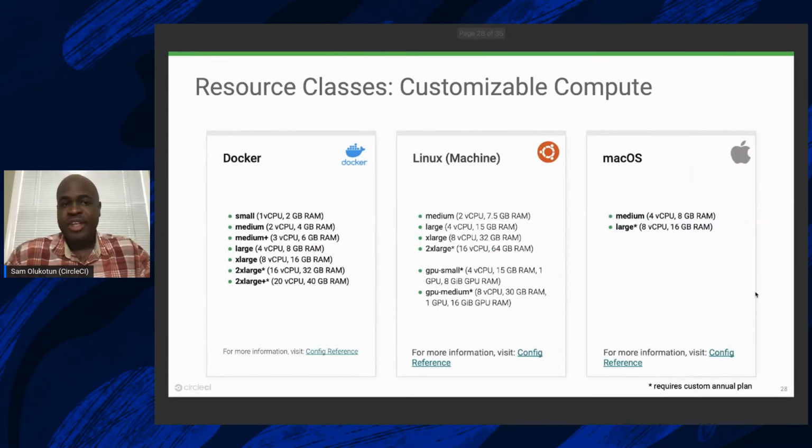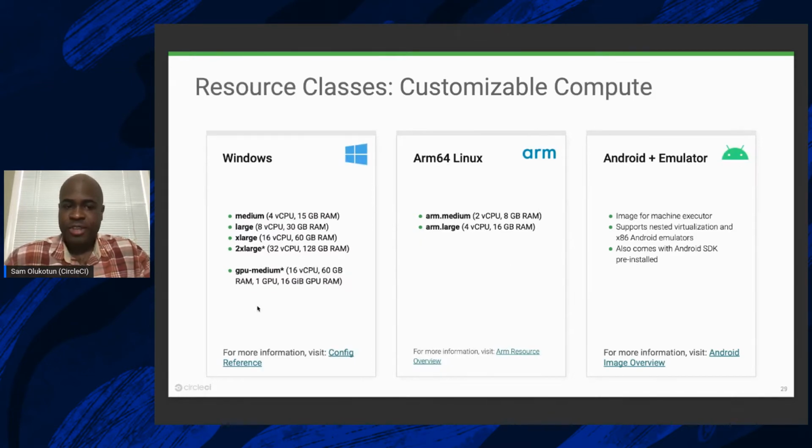For a look at the choices that you have available of resource classes on CircleCI, you can consider our Docker executors that have small resource classes with 1 CPU and 2 GB of RAM, all the way to 2XL plus. We have Linux machine executors with medium to 2 extra large, as well as GPUs available also. In addition, we have macOS executors, we have Windows executors, ARM executors, and executors with Android that have an emulator built in. All of this means that regardless of what project your team might be working on, regardless of what size of compute you might need, you have those choices and you can pick from which ones will be best suited for your team's needs.